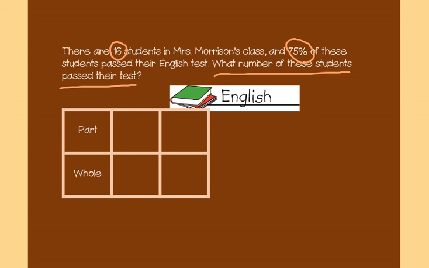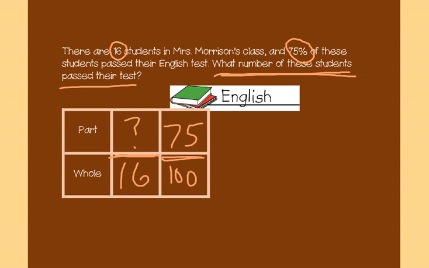Well, it says there are 16 students. So that sounds like 16 is the whole amount. And the question wants to know what number of these students passed their tests. So that is going to be the part. And I've written these in a box, but it's just a fraction. I'm going to write our other fraction right here. 75 is the part. 100 is the whole. Here is the fraction.